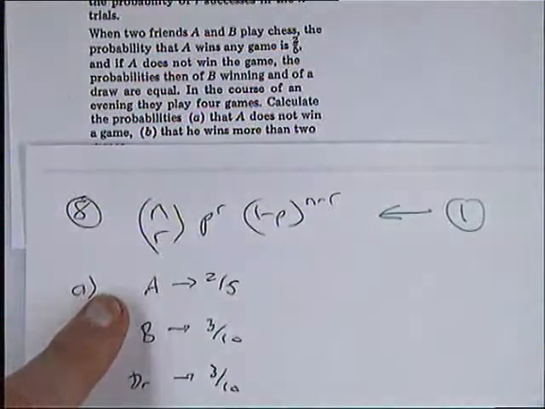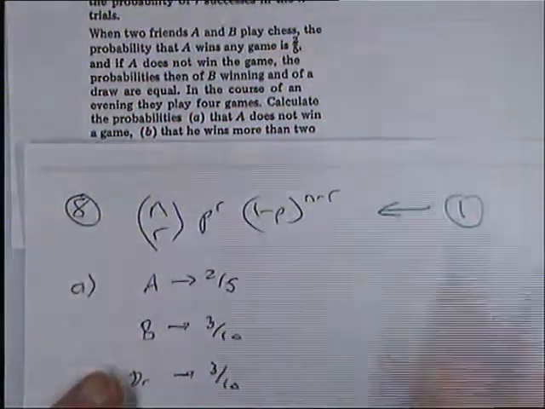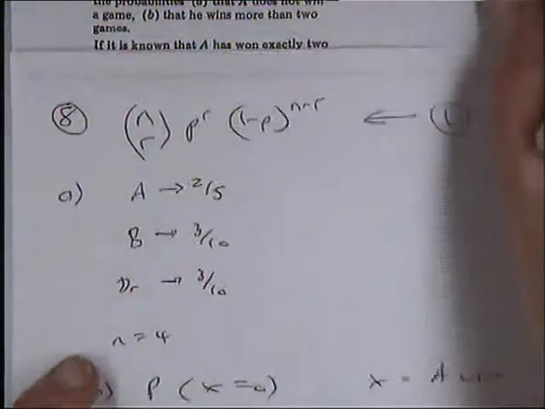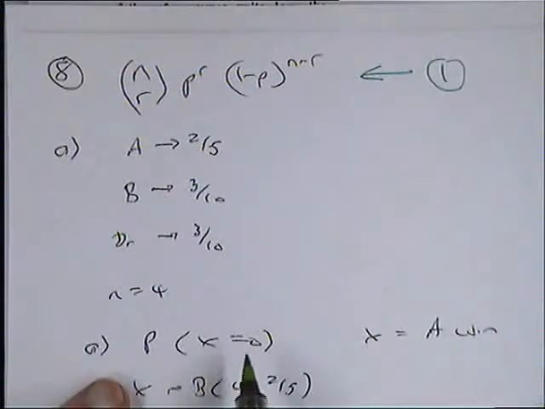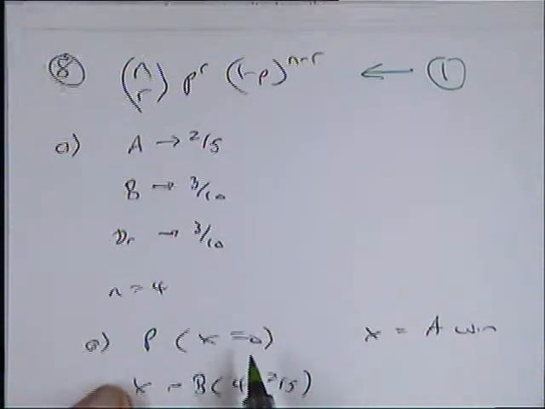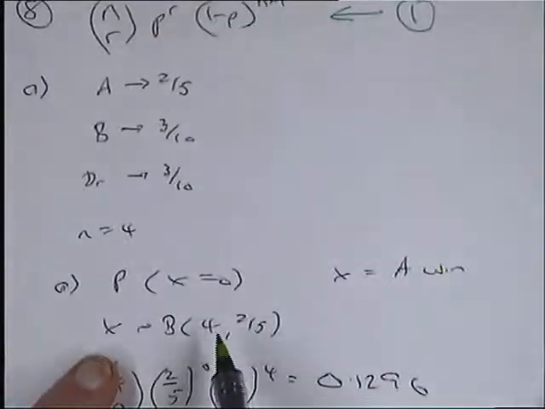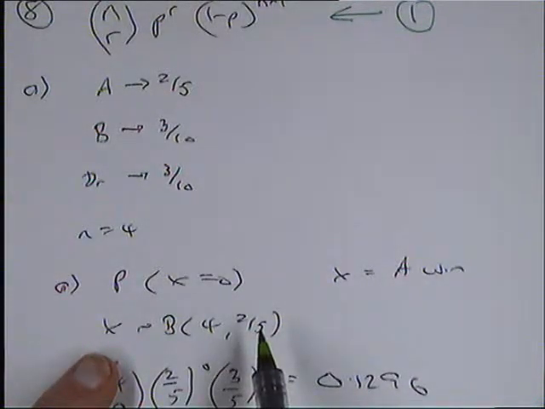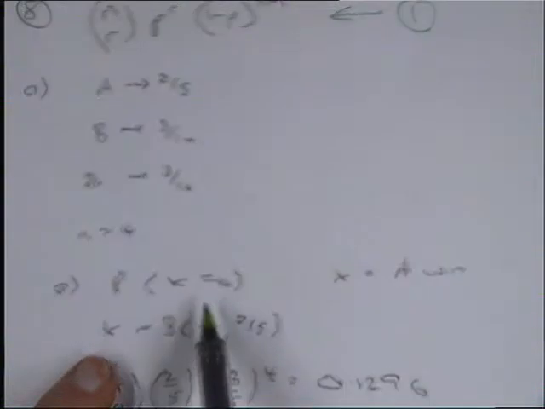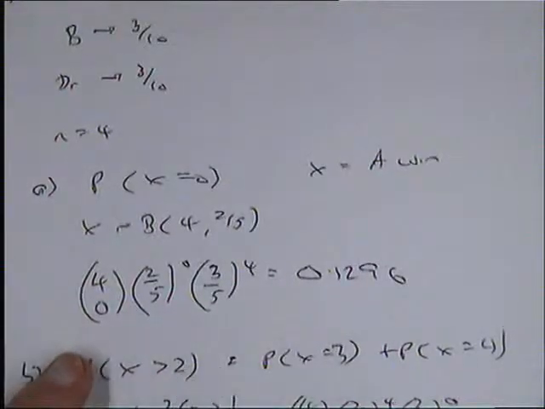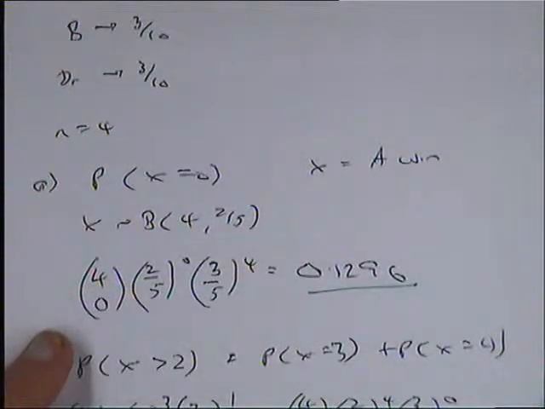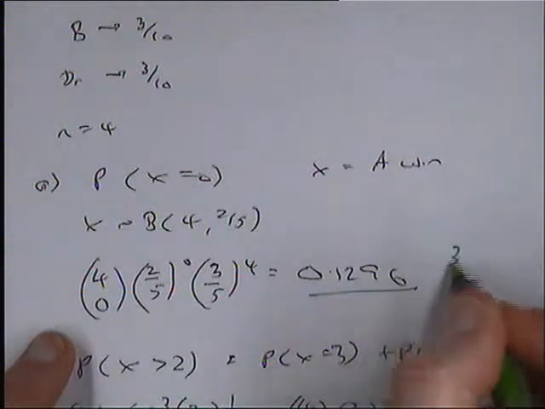Then we've got, well, I've written down here the probability of each event. A winning, B winning and a draw. We've got now 4 games, so I've got N is 4. And part A, I want the probability X wins none of them. So I've got here binomial 4, 2/5. 4 games, probability of A winning is 2/5, and I want A winning none of them. Stick those things into the formula and you get an answer out: 0.0296. I'm going to give 3 marks for that.